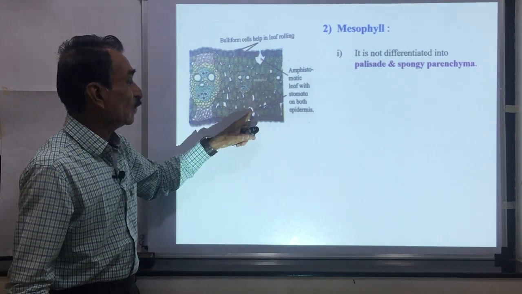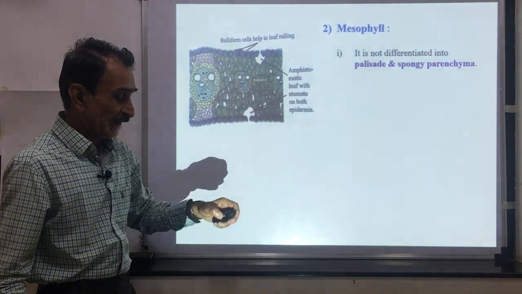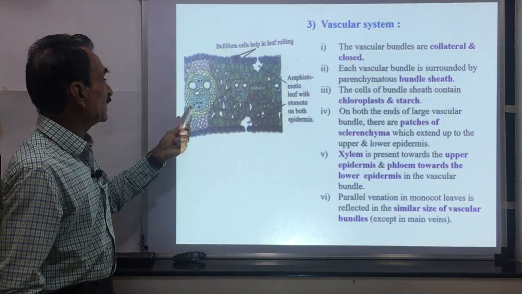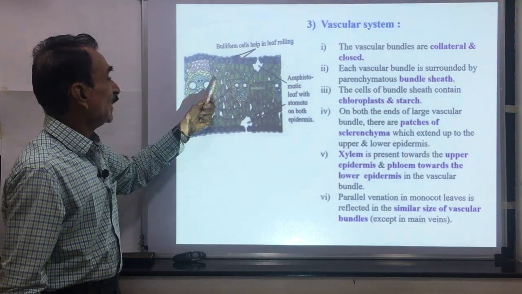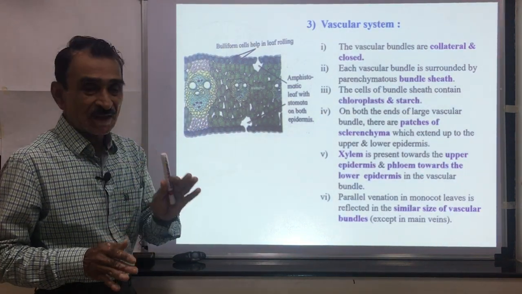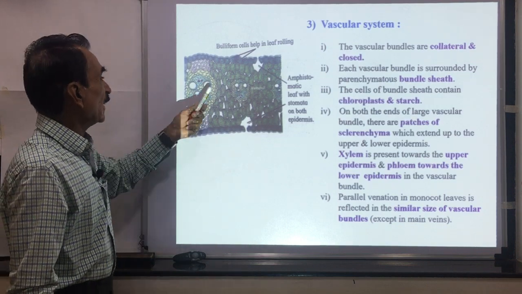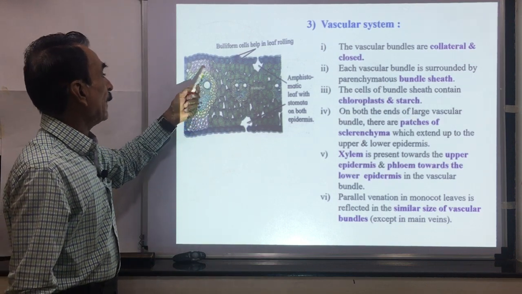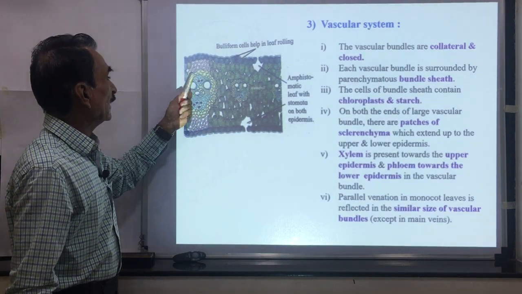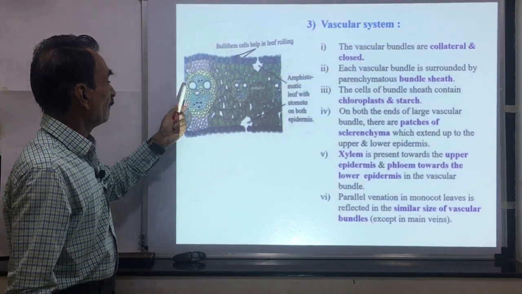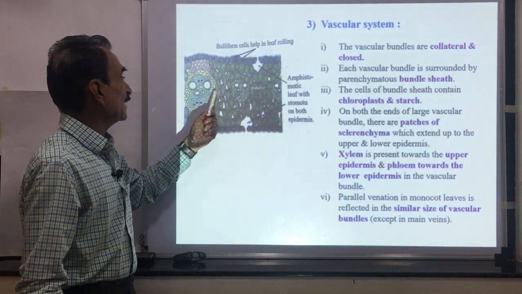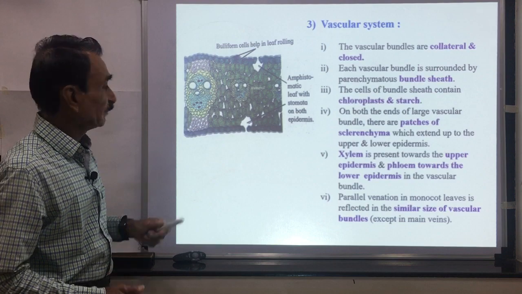As stomata are present on both the surfaces, it is the amphistomatic condition. Then the vascular system. You can see this is a vascular bundle. The vascular bundles are conjoined, collateral and closed. There is no cambium. The vascular bundle is surrounded by a parenchymatous bundle sheath. You can see here, there is a bundle sheath. The cells of the bundle sheath also contain chloroplast.